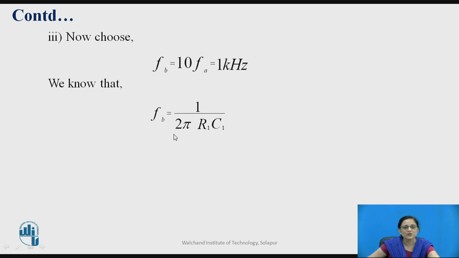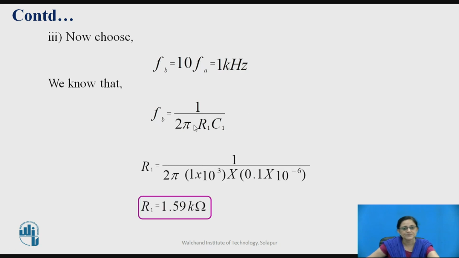Now we know the formula for the FB frequency, which is used for the gain limiting purpose. So FB equals 1 upon 2 pi R1 C1. Now we know the value of C1 and FB: FB equals 1 kilohertz and C1 equals 0.1 microfarad. So by putting these values, you are getting the value for the R1 resistor. So here R1 equals 1.59 kilo ohm.